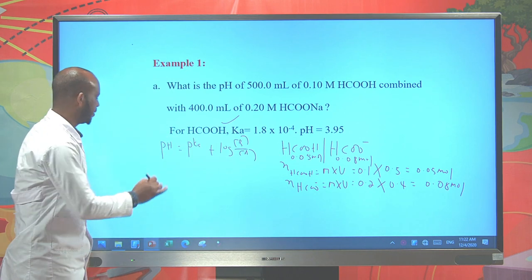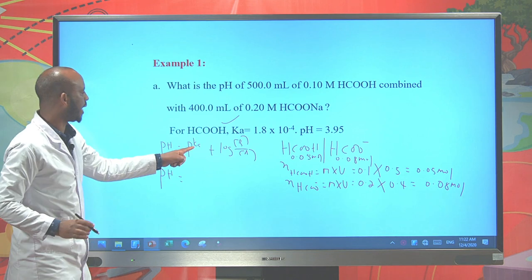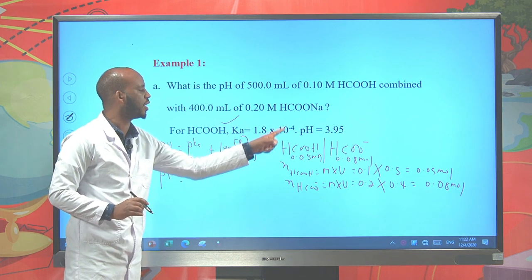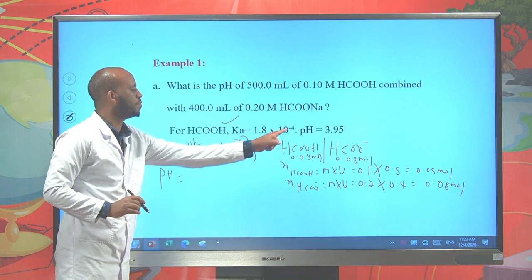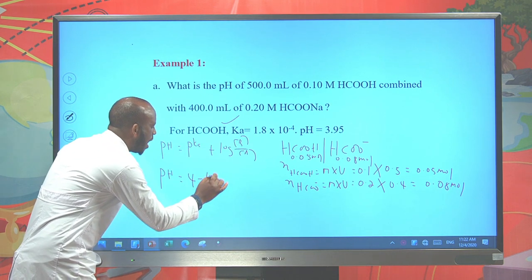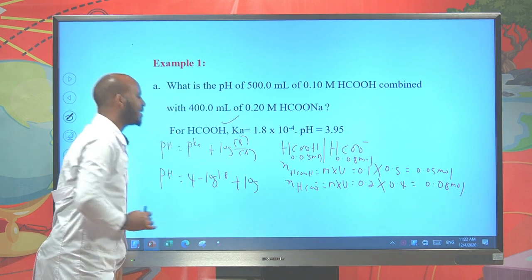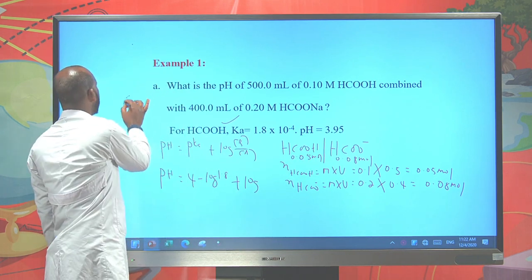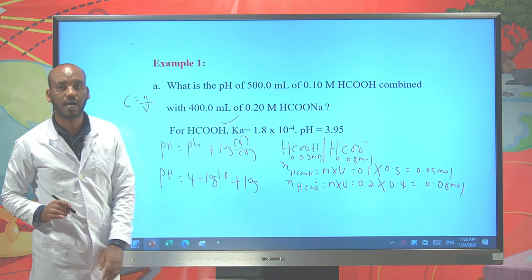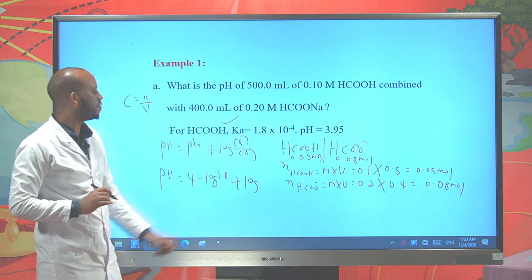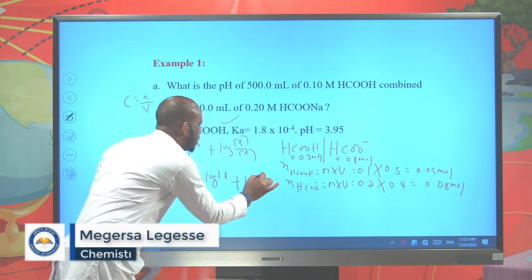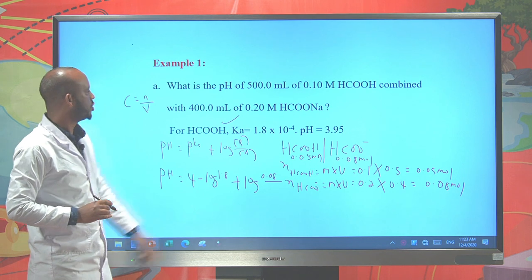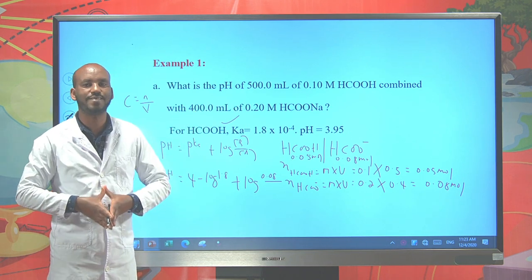The pH of this buffer solution equals pKa, the negative logarithm of Ka. The acid dissociation constant of formic acid is 1.8 times 10 raised to minus 4. pKa is the negative logarithm of this, which is 4 minus log 1.8, plus log of the base concentration, the conjugate base, which is formate ion. Concentration, by definition, is number of moles divided by total volume. Number of moles of formate ion is 0.08 divided by the volume of buffer solution, which is 500 milliliters plus 400 milliliters, 900 milliliters.